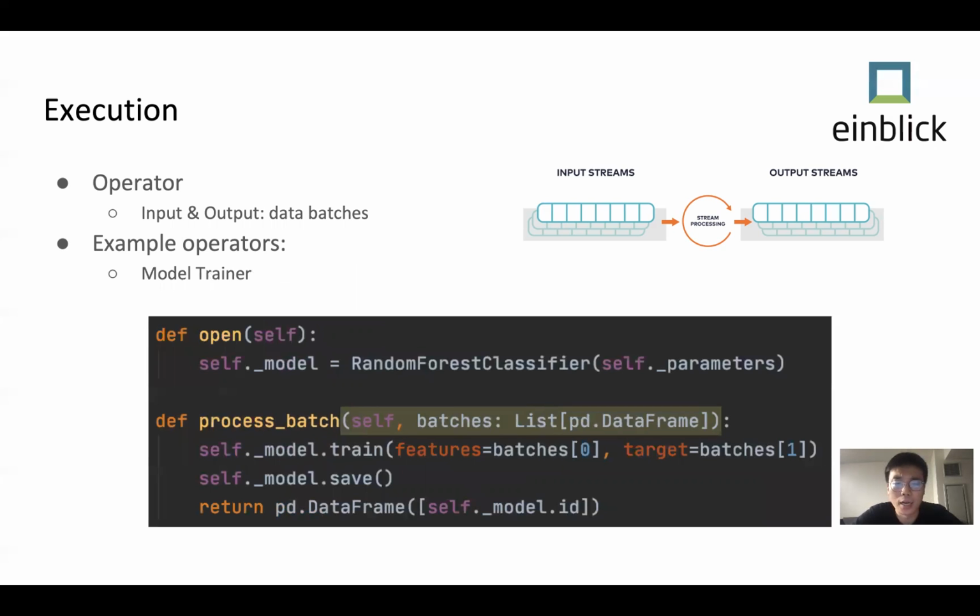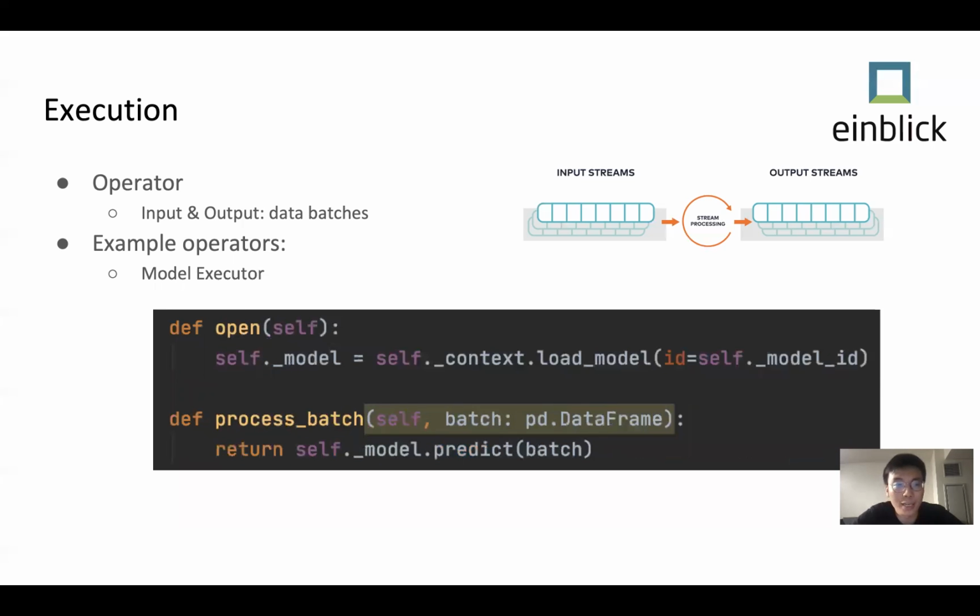A more complicated example is a model trainer. Here in the initializer, we create a random forest classifier with the provided parameters, and we train the model by taking the batches as features and targets, and we save the model, and we get a model ID as output. And we have a model executor which takes the model ID as its parameter, and it loads the model, and in the process batch function, it executes the model to make predictions over the input batches.